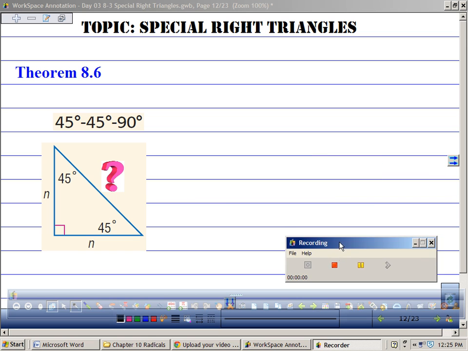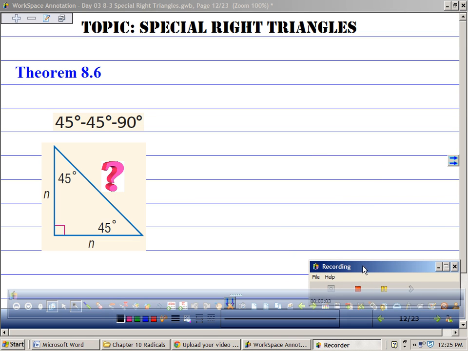Okay, so we're going to talk about two very special right triangles today. And for the first one, I have a way to discover, I guess, the theorem.